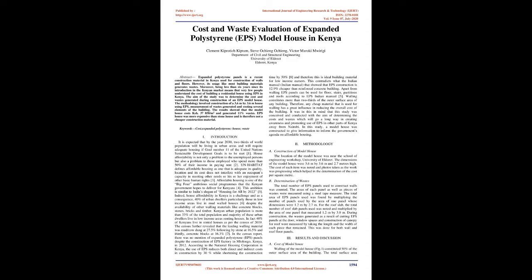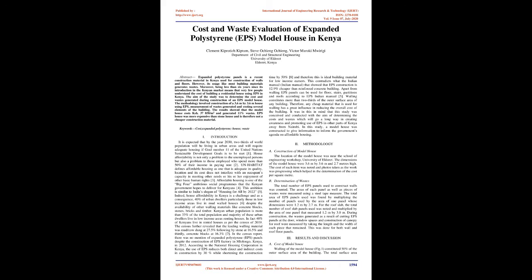The methodology involved construction of a 3.6 m by 3.6 m house using EPS, measurement of wastes generated and costing several elements of the building. The results showed that the model house costs KSH 37,858/m2 and generated 11% wastes. The EPS house was more expensive than a stone house and is therefore not a cheaper construction material. Keywords: cost, expanded polystyrene, house, waste.